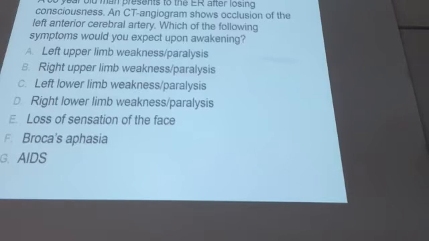And will it be on the left or the right side? Why is that? Because it crosses over. It decussates. So what do you guys think the answer is? D. All right.